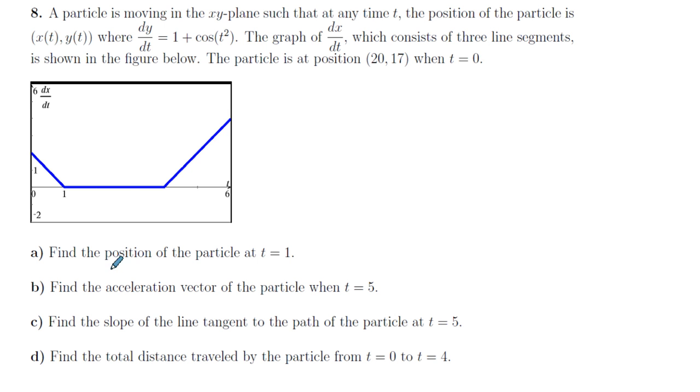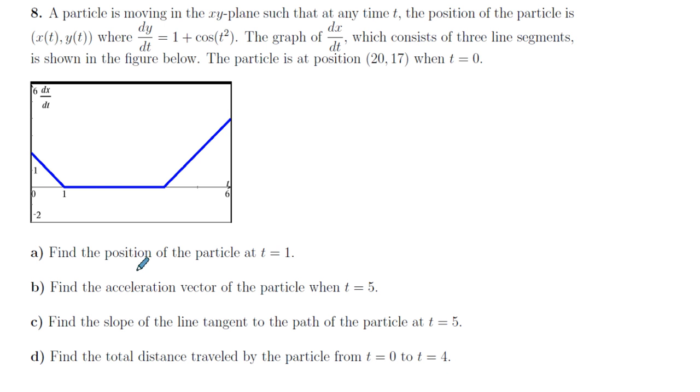So we're supposed to figure out where the particle is at time equals 1. We're supposed to find the acceleration vector of the particle when time is 5. We're supposed to find the slope of the tangent line to the path of the particle when time is 5, and then the total distance traveled between 0 and 4. Okay, well, we can do this.